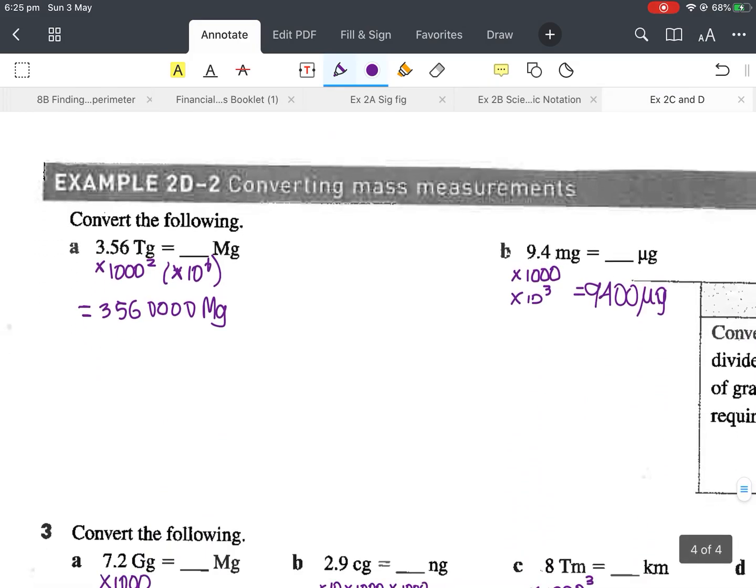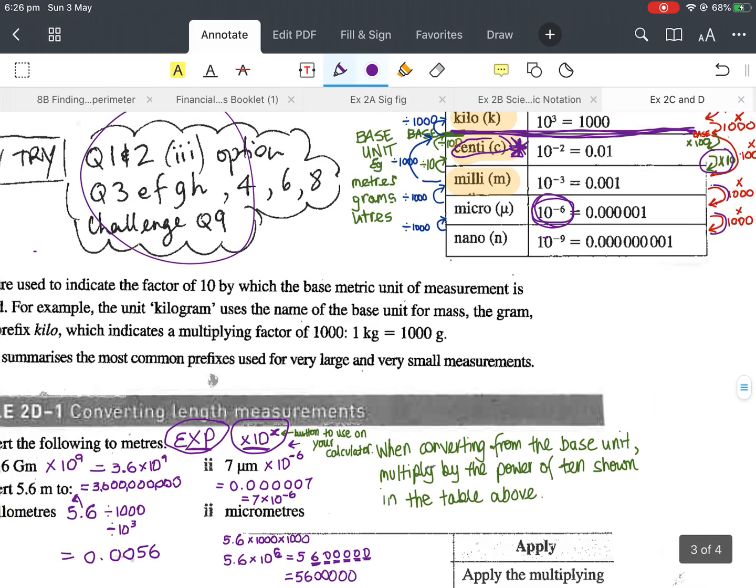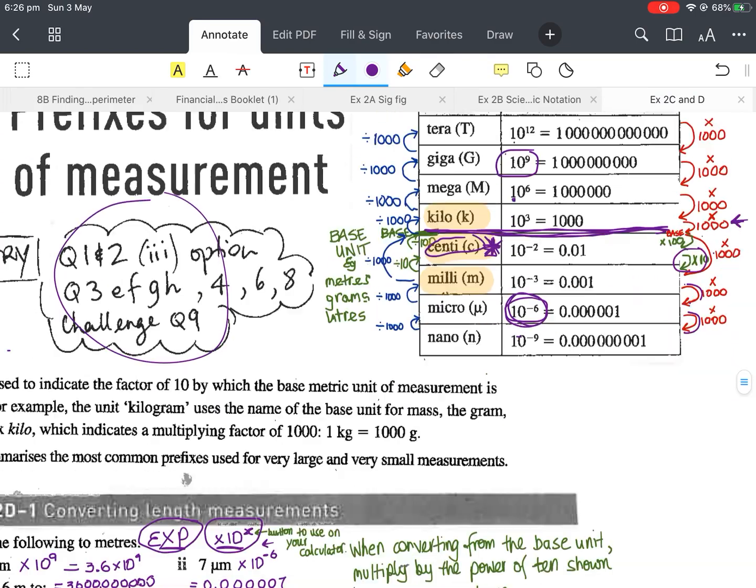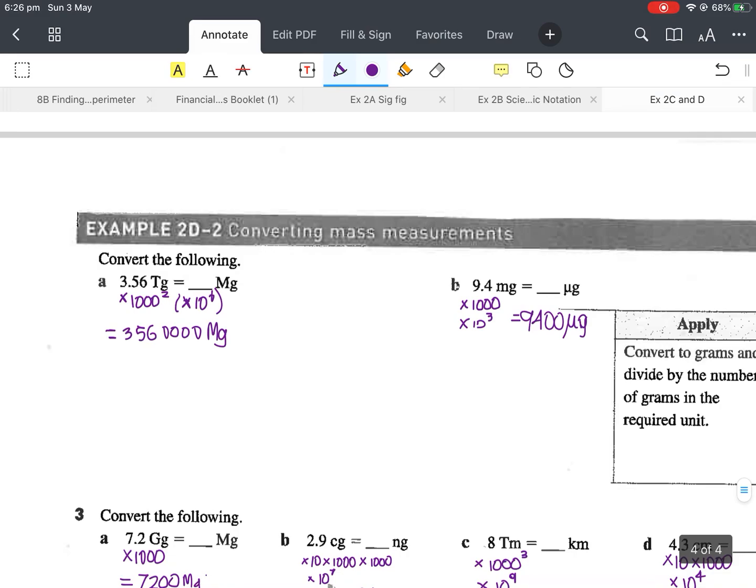Example 2D2. We're now going from a different unit to another unit, not necessarily the base unit. So this time I'm going to go from tera to mega. So if I look in my table, tera to mega, start at tera, follow the red jumps down to mega, I'm timesing by 1,000 twice. Or I'm multiplying by 10 to the power of 6, so that gives me 3,560,000. So 4 zeros.